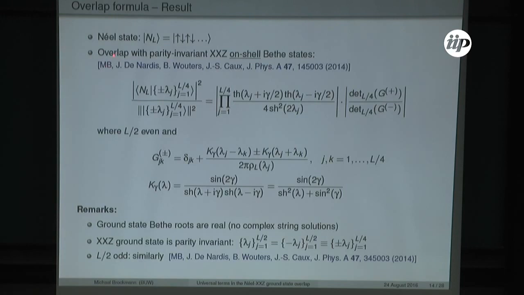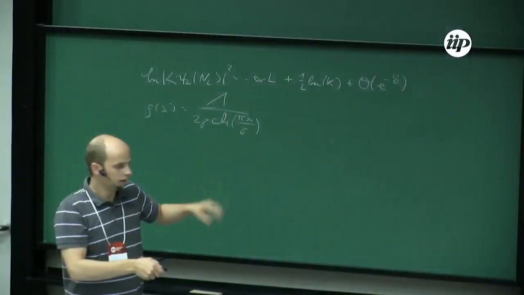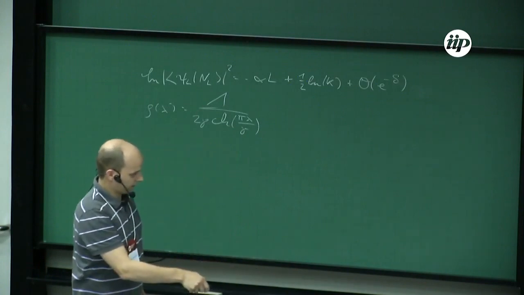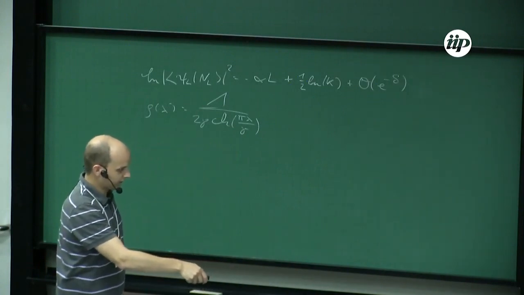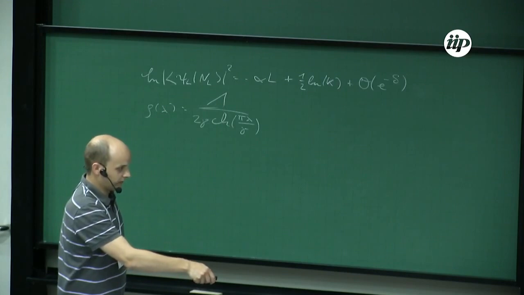Here we are focusing on the case where L over 2 is even. But it is also possible to treat the other case, and then you get a determinant of the same structure where the first column and the first row are slightly different, because you have to take care of the root at 0. So this is one of the 3 remarks here, that the case L over 2 odd can be treated similarly.